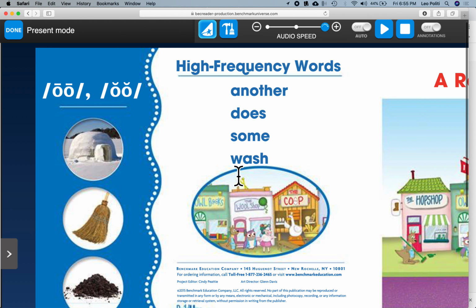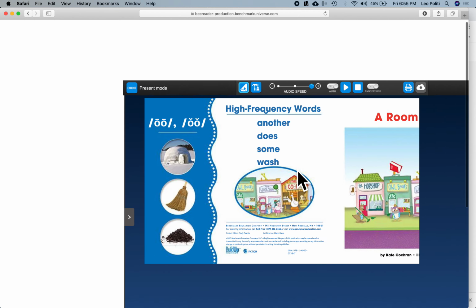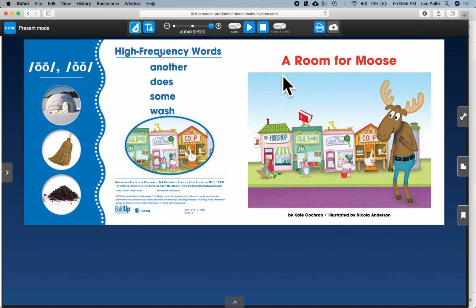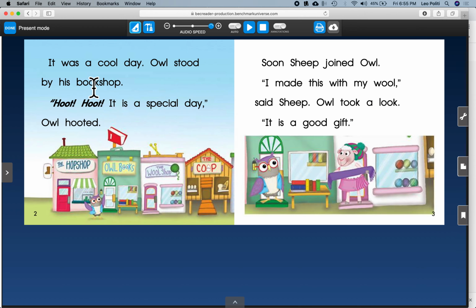Okay, next, wash. This also doesn't follow the rules. That should say wash, but we don't say wash, we say wash. Okay, so let's go ahead and read the title again. A Room for Moose. And here we go.